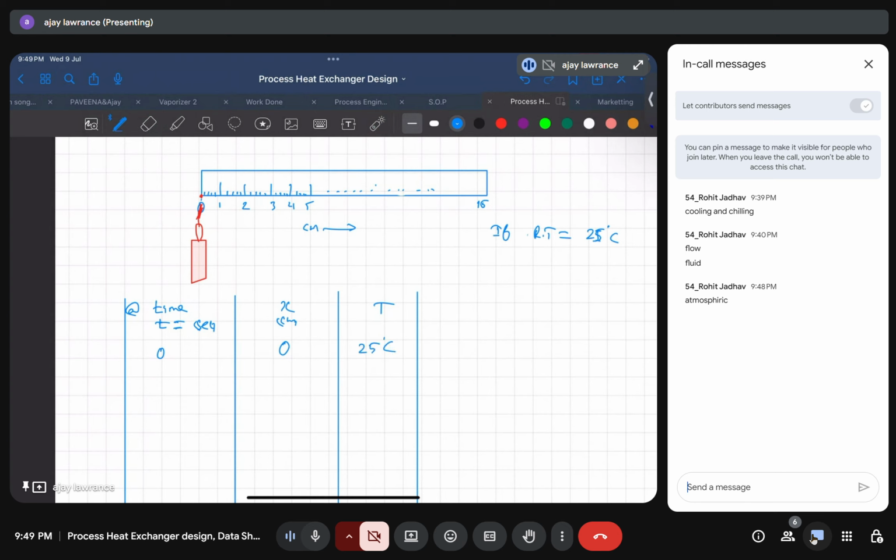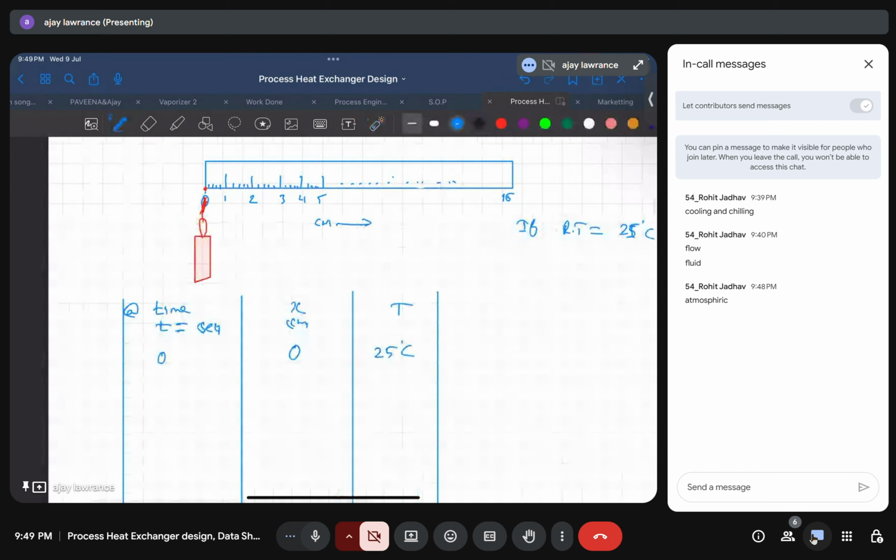Why? Because the heat has not yet traveled, because time is 0. If time is 1 second, then some amount of heat would have transferred, but here it is 0 second. So the heat would not have traveled from this point to this point, so this point will also be at room temperature. Even this whole scale will be at room temperature. If you consider point 1, point 2, point 3, point 4 at 0 time, everything will be at 25 degrees Celsius. This is the concept.